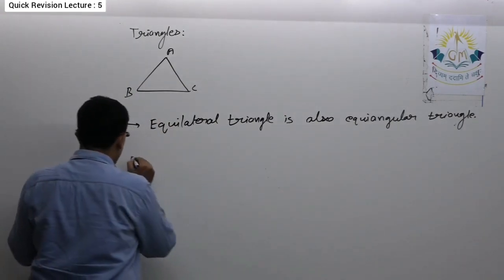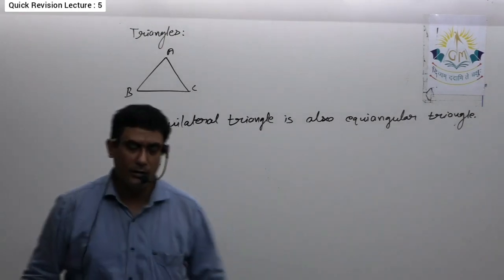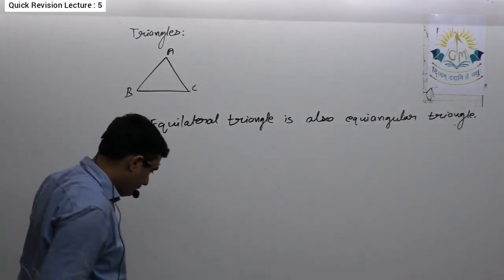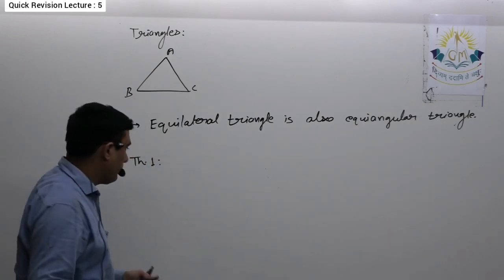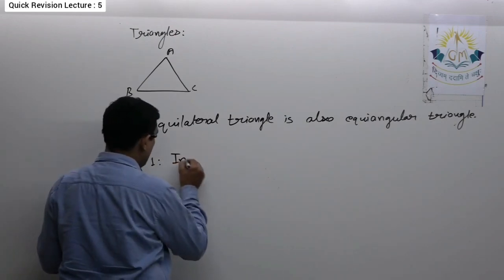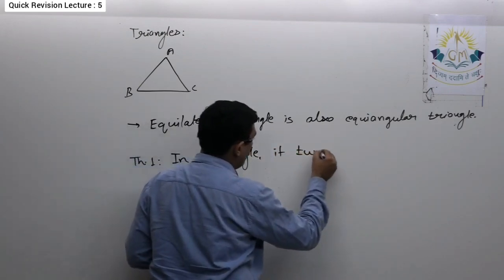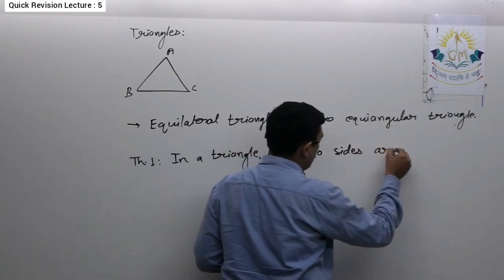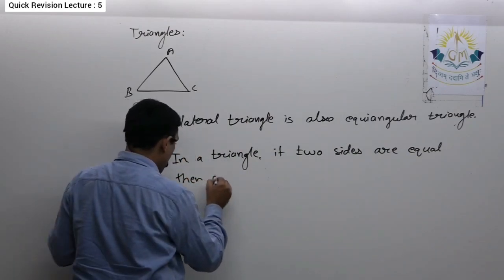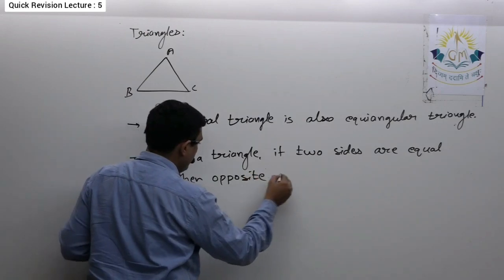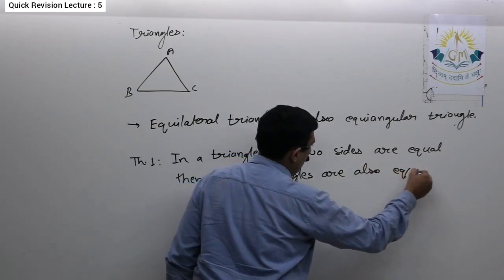Now there are some theorems. The first theorem we can say: in a triangle, if two sides are equal, then the opposite angles are also equal.